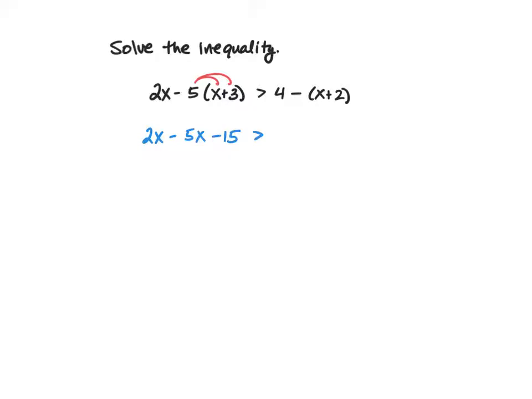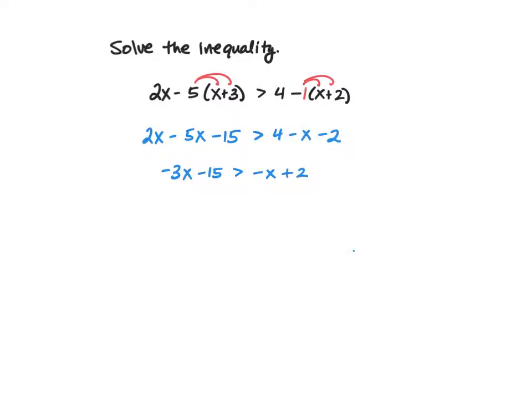Be careful on the right-hand side when you have a subtraction sign in front of a set of parentheses. You can picture an invisible 1 there and think about distributing with a negative 1. So we'll have 4 minus x minus 2. So combining like terms, 2x minus 5x, I have negative 3x minus 15 is greater than negative x plus 2.